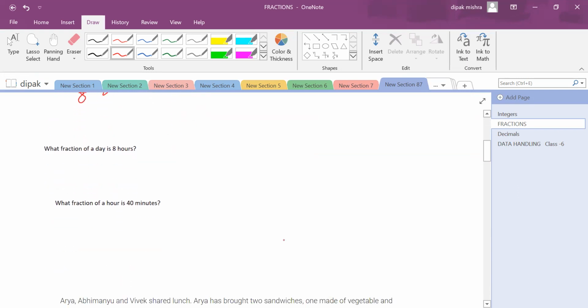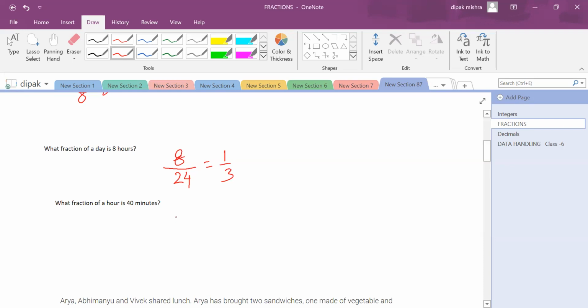Next, small questions. What fraction of a day is 8 hours? So a day is how much? 24 hours. And of which 8 hours I have to find a fraction. So it will be 8 out of 24 is equal to 1 out of 3. You cancel it by 8. 8 times 1, 8 times 3. So it will be 1 out of 3.